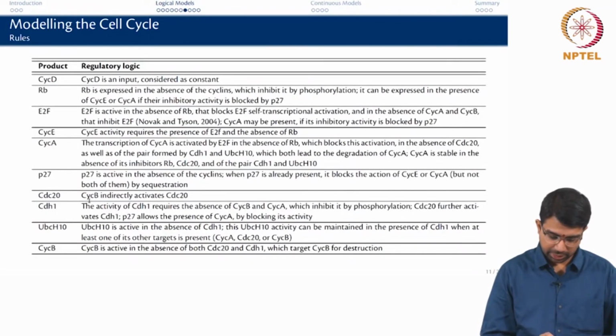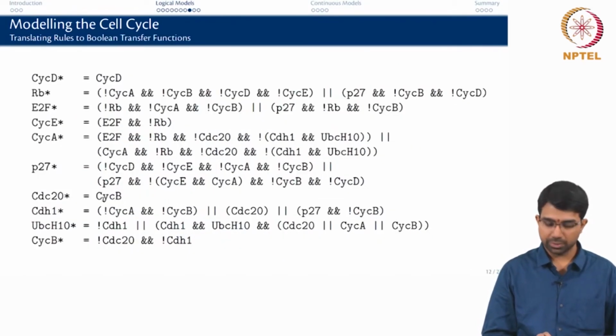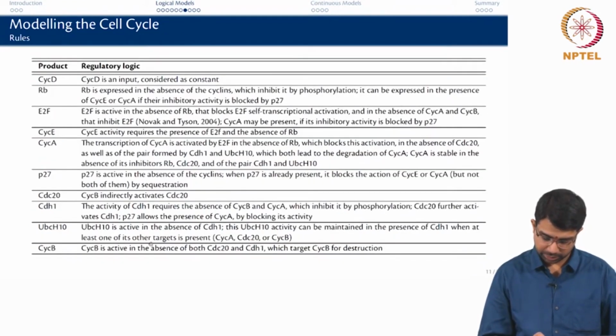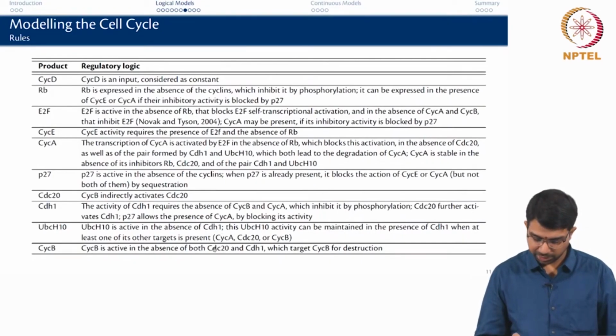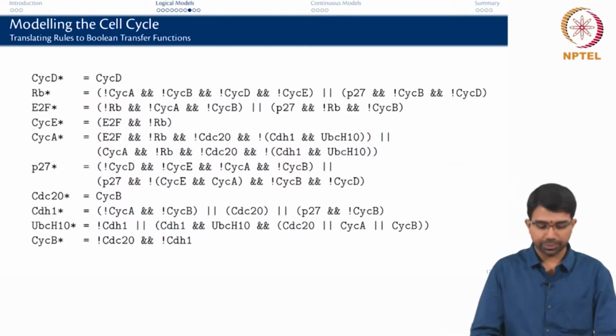So, CDC20 is indirectly activated by cyclin B, right, and cyclin B should not have both CDC20 and CDH1. So, cyclin B is active in the absence of both CDC20 and CDH1. So, you set up rules like these.